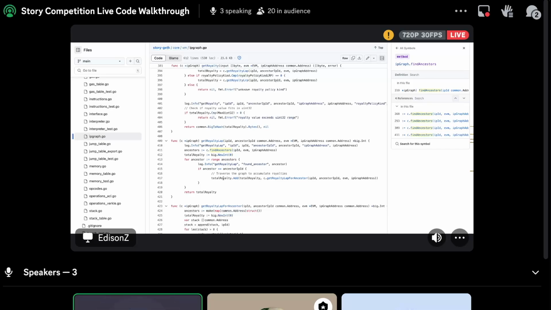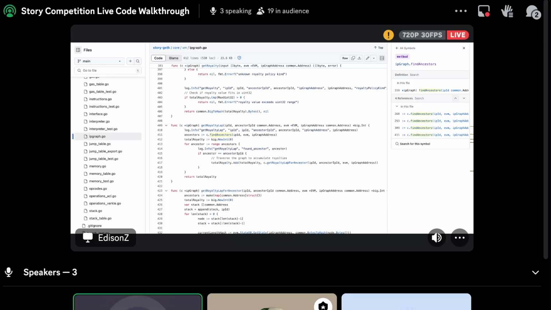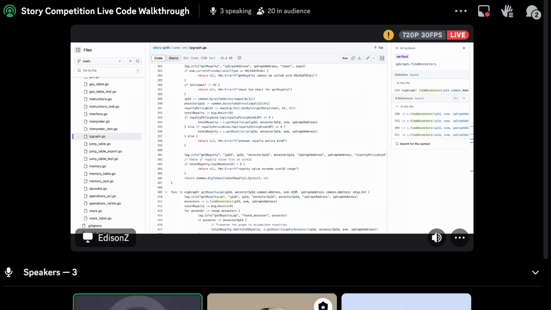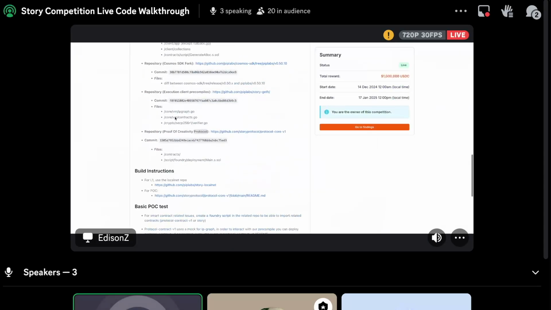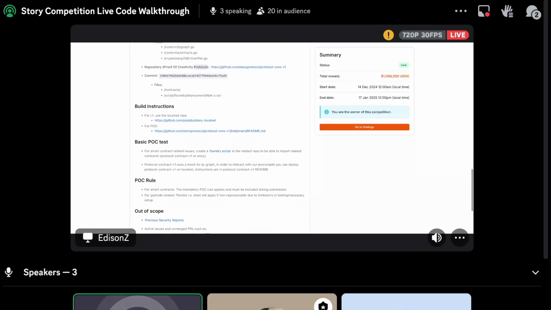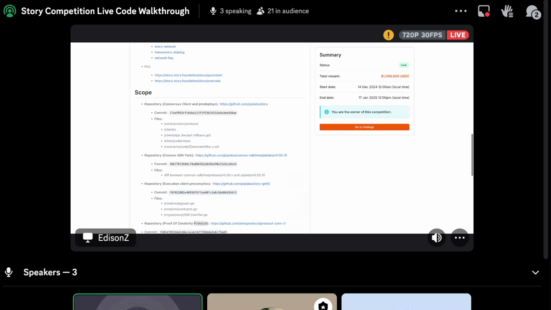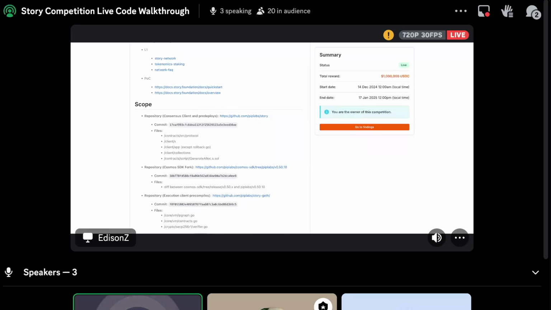I think that's pretty much it for a high level overview of both the architecture and the code base. If you have any questions, feel free to ask. As Edison said, if anyone has any questions, feel free to drop them in the chat. We've got one question so far.